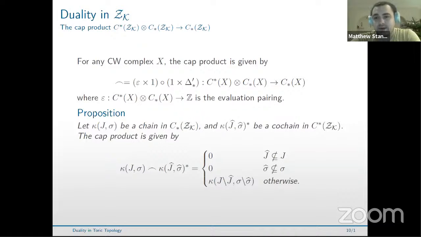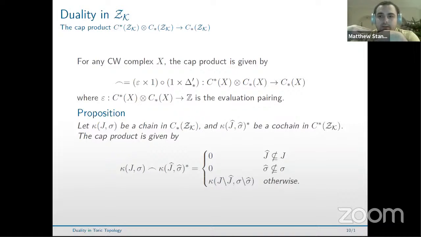And we extend this bilinearly to get the cap product in general on the chains and cochains of the moment angle complex ZK. One thing which I should say, in the above, I've been talking about the evaluation pairing. And here, the evaluation pairing is defined to be 0 whenever I have a chain and cochain of different dimensions. In that case, you could say it simply doesn't make sense, but we're defining it to be 0 in those cases. Okay, so this is an expression of the cap product in ZK.